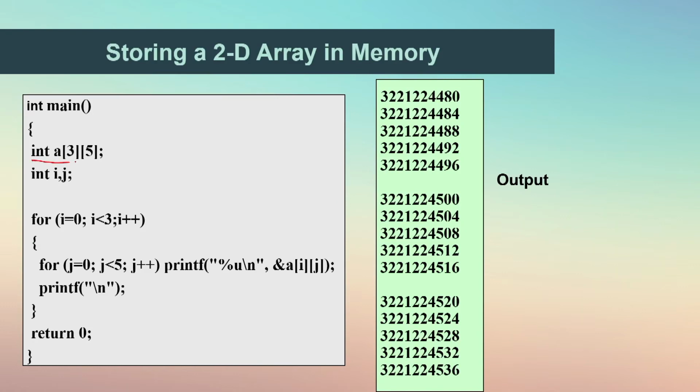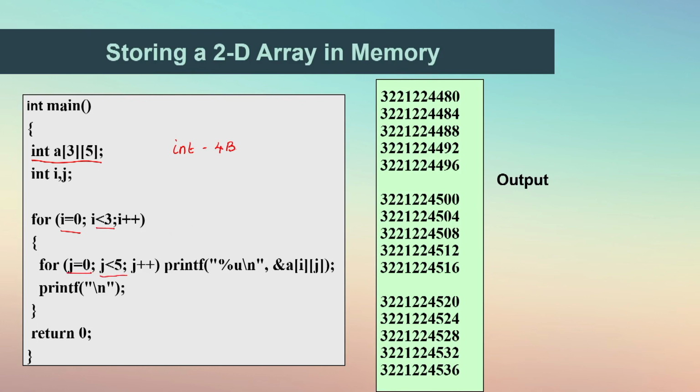So, let us take one more example for storing a 2D array in memory. This is the way we are defining it. It is an integer type 2-dimensional array. We also know that an int type variable takes 4 bytes for storage. Then we are going to have a loop starting from 0 to 3, since there are 3 rows, and the inner loop will be from 0 to 5, since we have 5 columns.